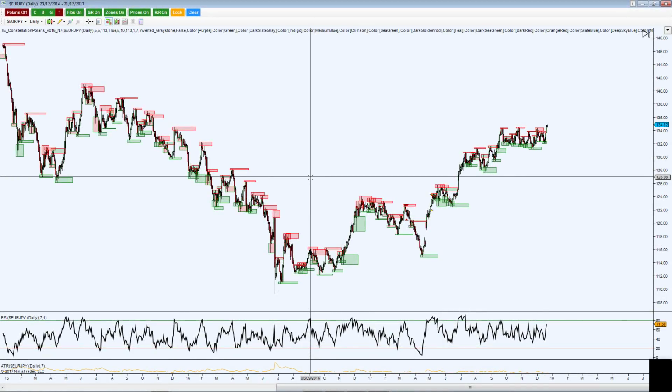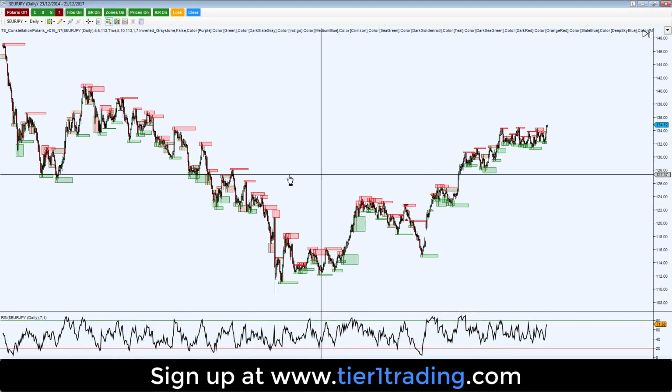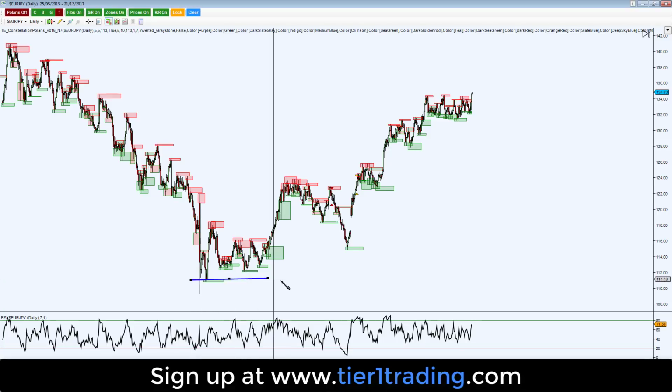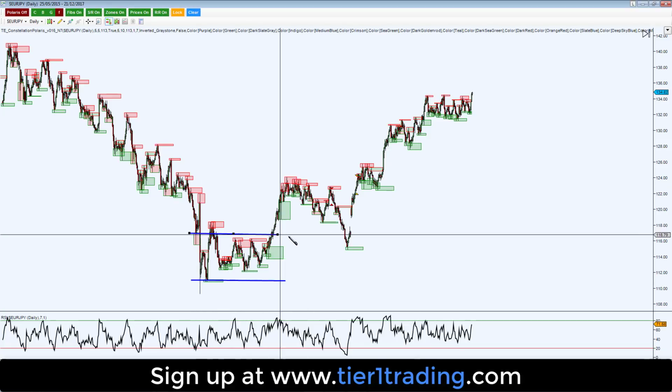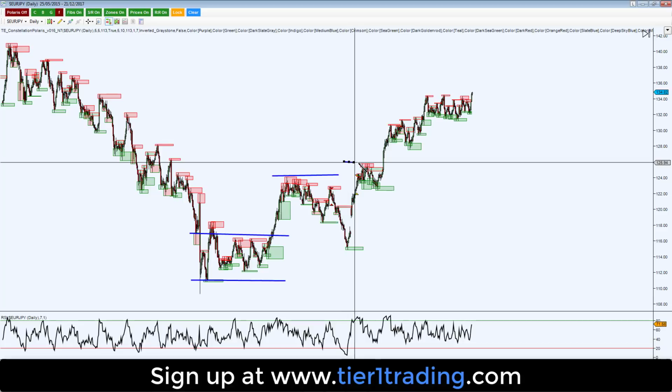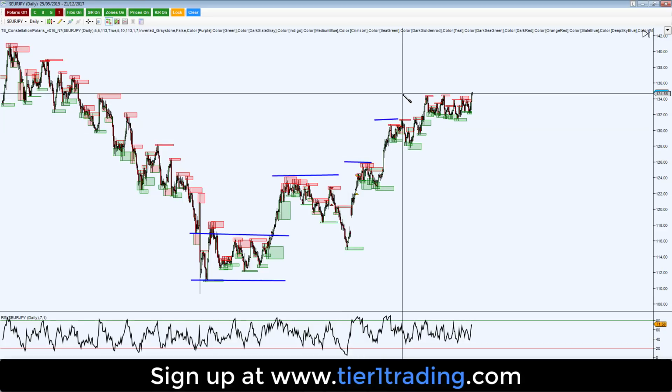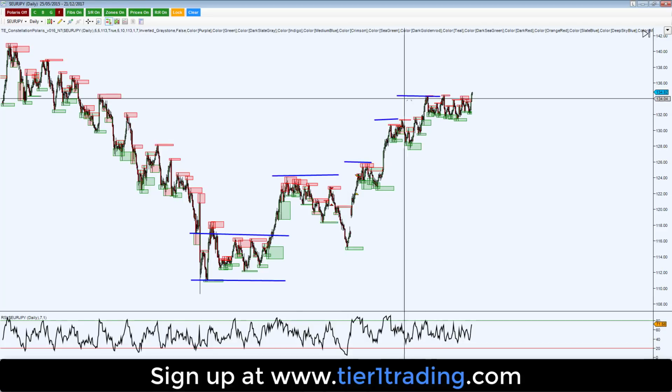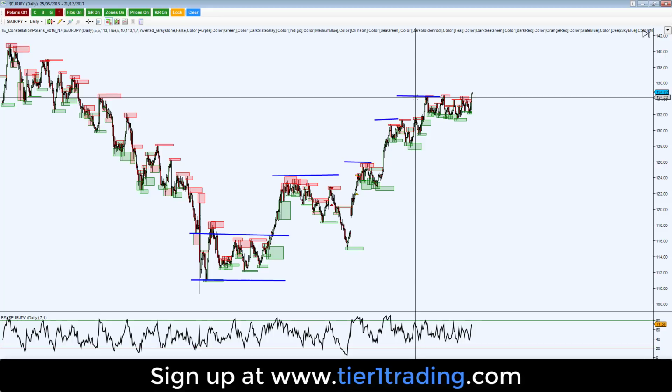All right, so we're using something called IPDE, right? Now we know that since we held this level of consolidation down here, we started to break out and started to put in new highs. New highs, new highs, new highs. And we finally put in this most recent high at previous level of structure resistance.